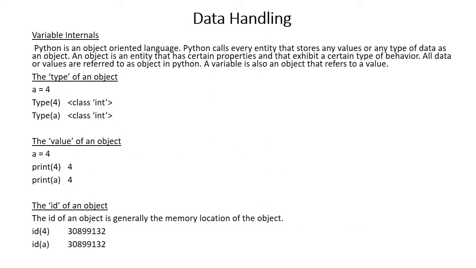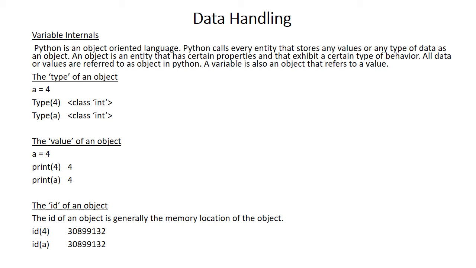Variable internals. Python is an object-oriented language. Python calls every entity that stores any value or any type of data an object. An object is an entity that has certain properties and exhibits a certain type of behavior. All data or values are referred to as objects in Python. A variable is also an object that refers to a value. The type of an object. For example, a = 4. What's the type of 4? That is integer. And what's the type of a? That is also integer.